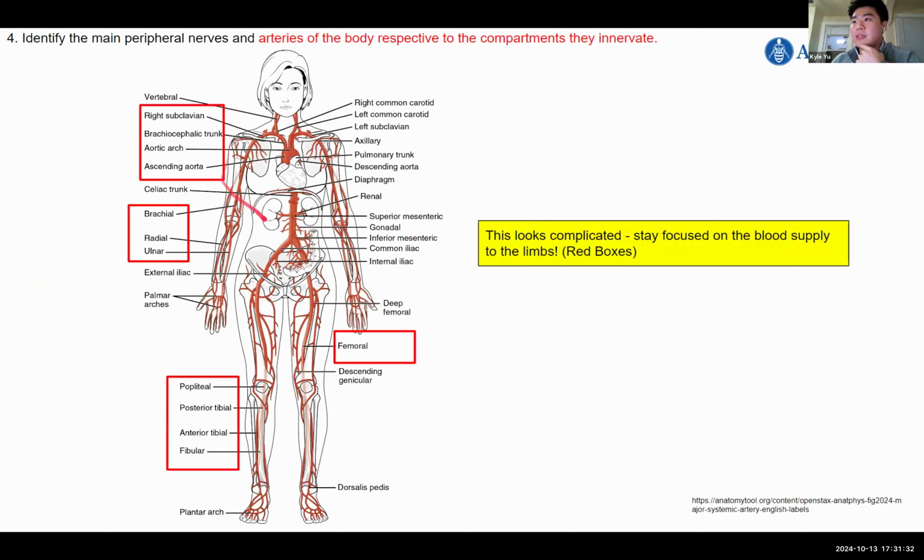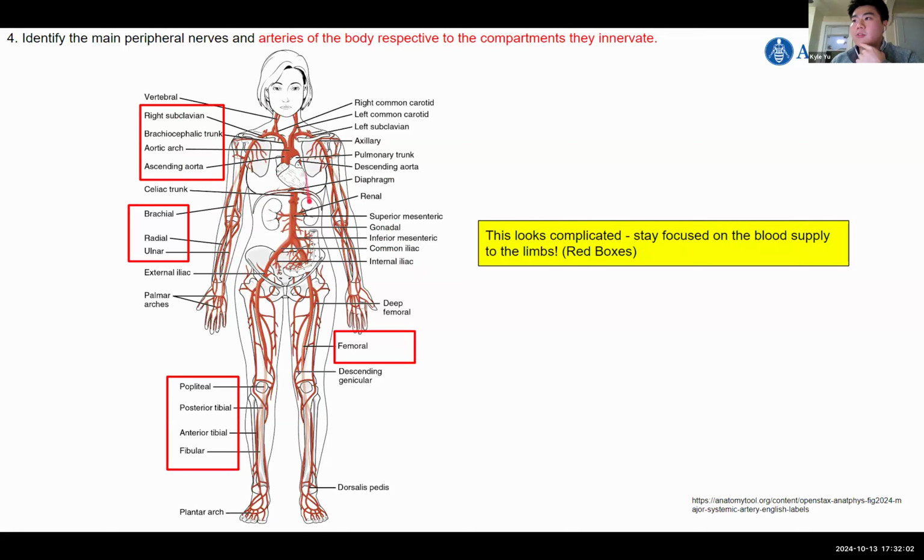So this diagram has a whole list of different arteries in the body, but I just want to focus mainly on the ones that are in the red boxes. So we have the heart, and the heart pumps out into the aorta, and the aorta branches off into the brachiocephalic trunk on the right side, which then branches up to the carotids, which go up to your head and neck, and then subclavian, axillary, and then the brachial artery. And the brachial artery splits into the radial and ulnar artery to supply the upper limb.